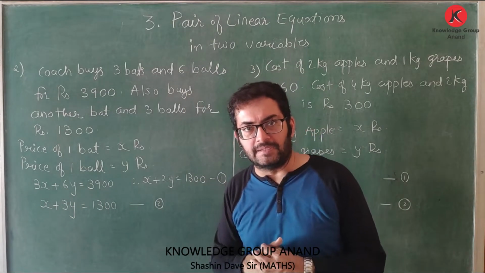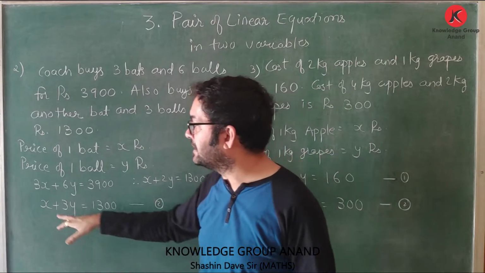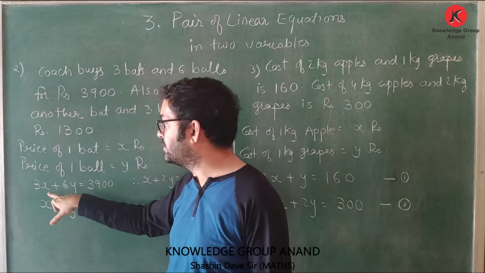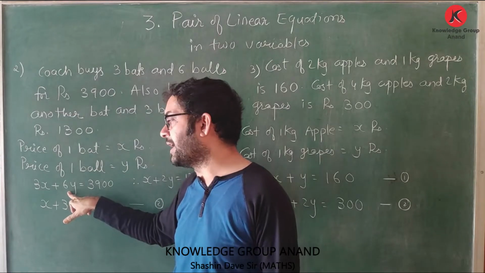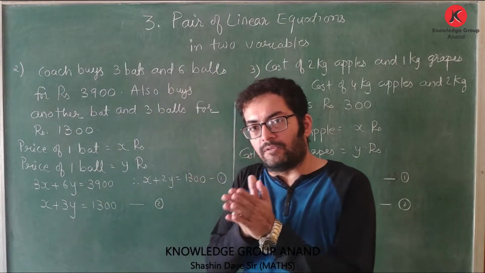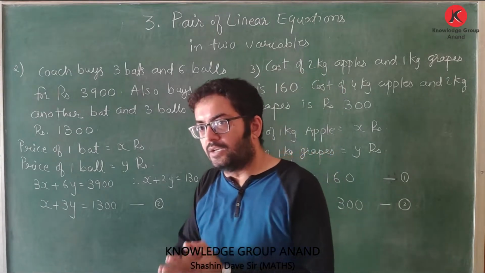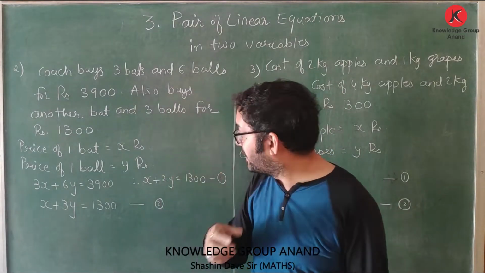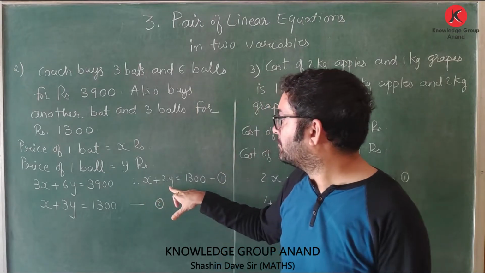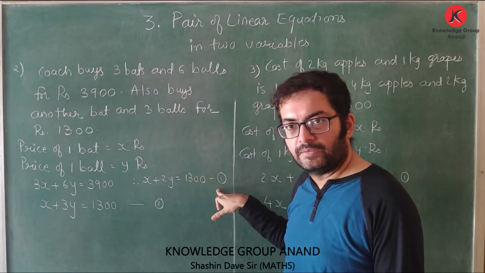Now if you want to make this equation a little bit shorter, you can see that 3 is common in all these 3 terms. The coefficient of x, the coefficient of y and the constant term all have 3 common. So I will divide all these 3 terms by 3. So I will get a little bit truncated equation, that is x plus 2y is equal to 1,300.